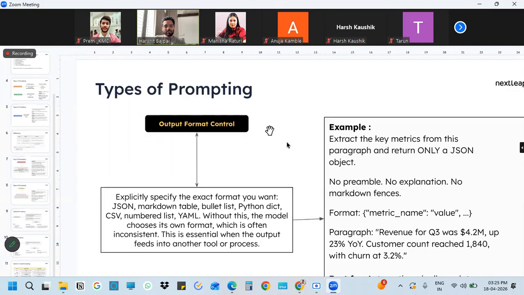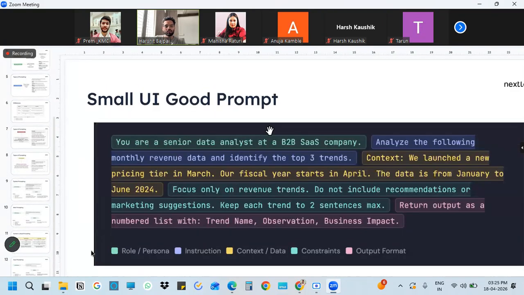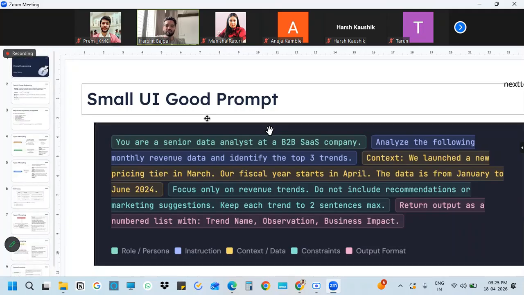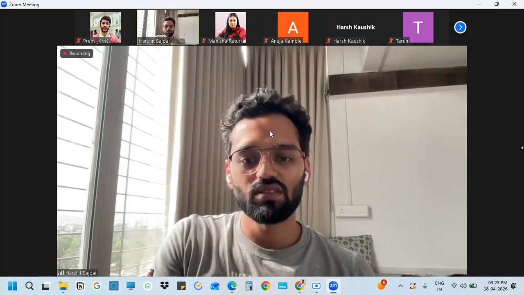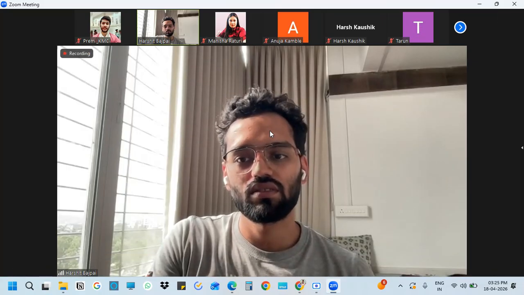Yeah, I think that is it, to be honest. This is a small UI: what is a good prompt? You can give the role or persona, the instruction, the context, constraints, and the output format, what it should be. You'll get this slide as well, so no issues regarding it. I'll pause for questions. Do you guys have any doubts?